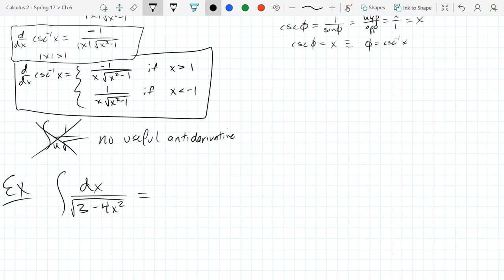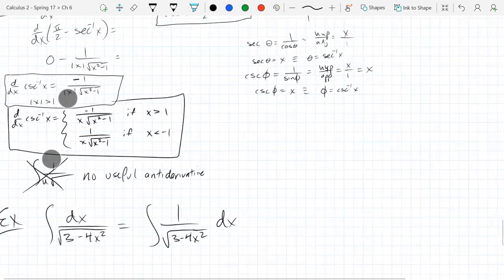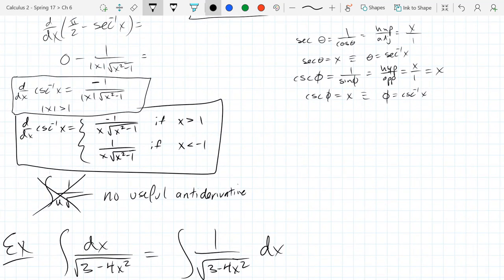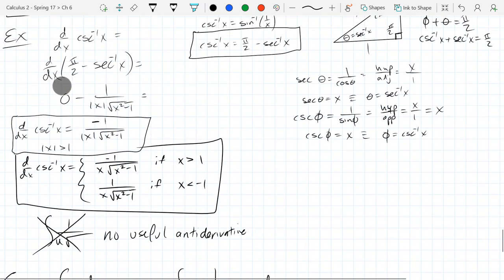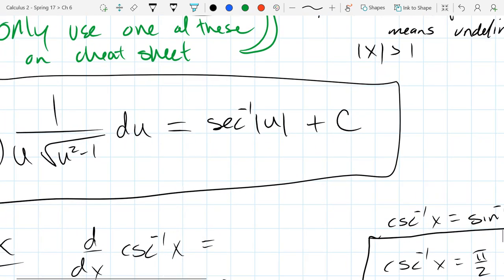So one of the first things you could do with this form is rewrite it so it looks like 1 over this square root, and then just move the dx out there. I like to keep my dx separate off to the right instead of as a numerator. What form does this look like? It doesn't really look like that cosecant inverse antiderivative because it would need an extra x hanging around. It doesn't have that. It does have the square root.